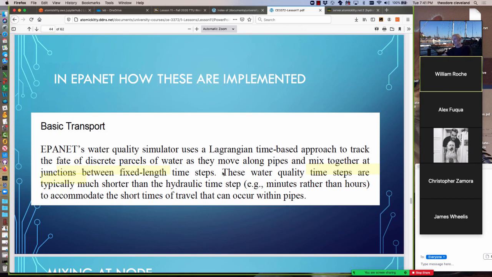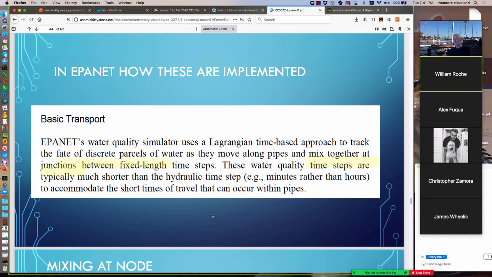The other important feature is that quality time steps are at a much shorter interval than hydraulic time steps. So the hydraulic time steps are in the order of hours. Quality time steps are 5 minutes, and that's to accommodate the short travel time that occur within pipes.